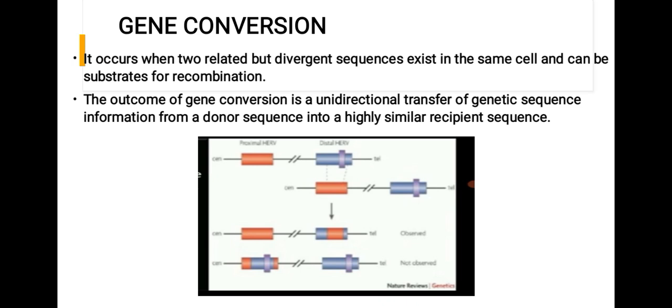Gene conversion occurs when two related but divergent sequences exist in the same cell and can be substrates for recombination. The outcome of gene conversion is a unidirectional transfer of genetic sequence information from a donor sequence into a highly similar recipient sequence.